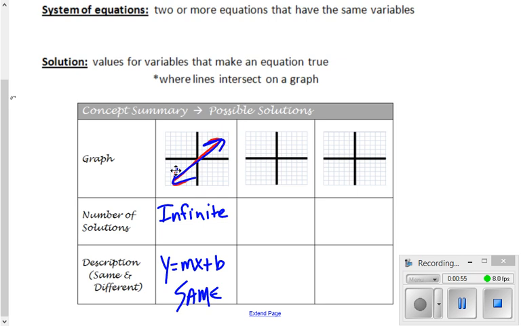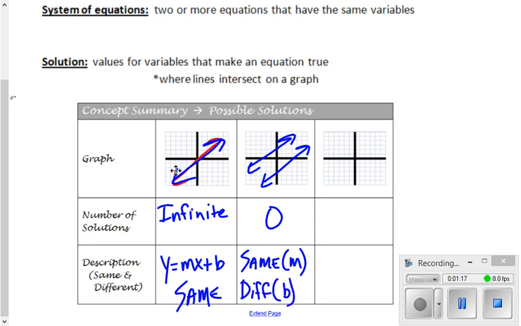The second situation that you're going to run into is when you have lines like this. Now these lines are parallel. They will never intersect. So the number of solutions is 0. Okay, you'll have the same slope in this problem, but you'll have a different b value, or your y-intercept. So same slope, but the b value is going to be different.